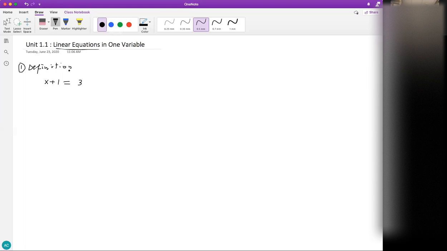Or it could be an inequality if you have, for example, less than here, or greater than instead of the equal sign. It's not an equation, it's the opposite of an equation: an inequality. These are equalities or equations. Okay, so every equation needs to be solved.